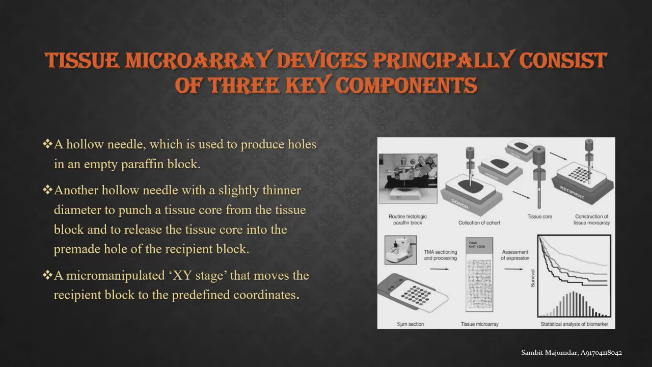Tissue microarray devices principally consist of three key components. First is the hollow needle, which is used to produce holes in an empty paraffin block. Second is again a hollow needle, with a slightly thinner diameter than the previous one, to punch a tissue core from the tissue block and to release the tissue core into the pre-made holes of the recipient block. Third is a micro-manipulated XY stage that moves the recipient blocks to the predefined coordinates.